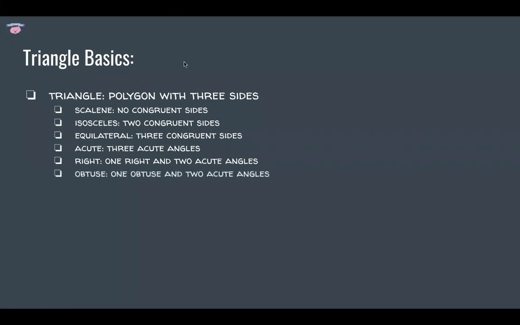Obtuse means one obtuse angle and two acute angles. So something like this. This is, I don't know, 120 degrees. This is 30 degrees and this is 30 degrees. Notice, as we'll talk about later, we can prove that this is an isosceles triangle. So it's possible to have an isosceles triangle that's obtuse.